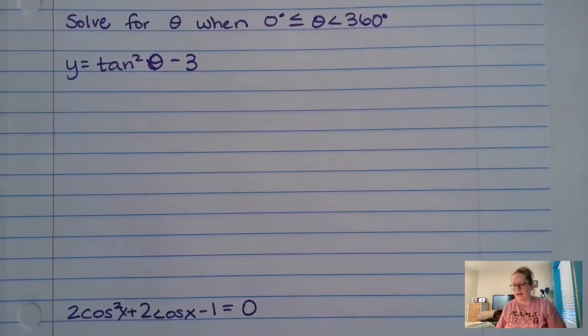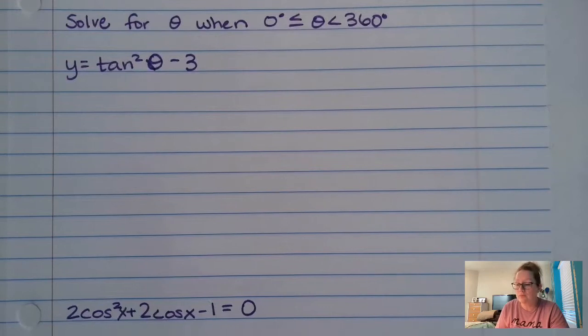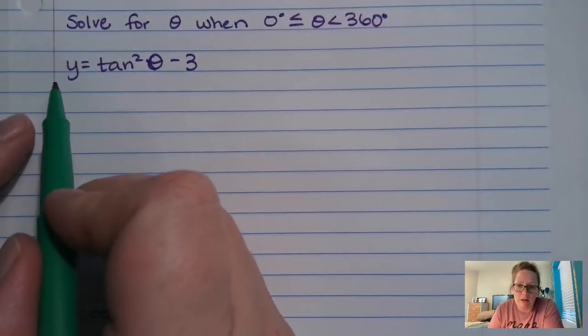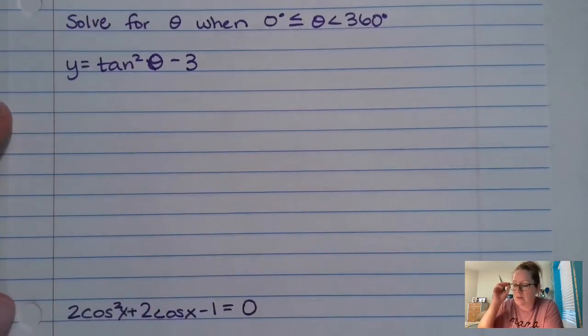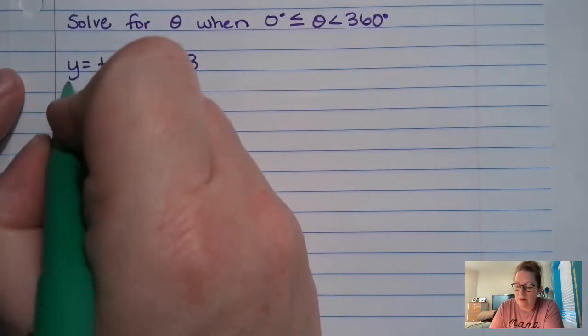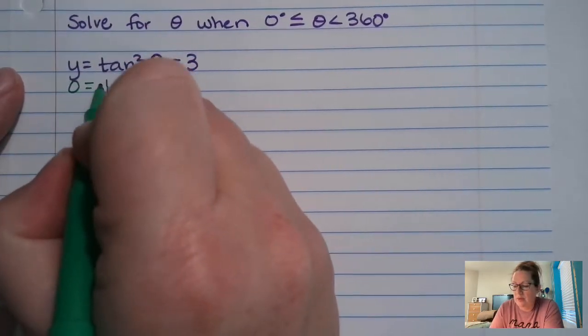Hello. All right, last type of solving trig that there is going to be for this unit is solving using the quadratic formula. This one has a y equals. Y and 0 are interchangeable if you remember from Algebra 1. So sometimes they'll give it to you in terms of y, which is no big deal. You're just going to replace it with a 0, okay?